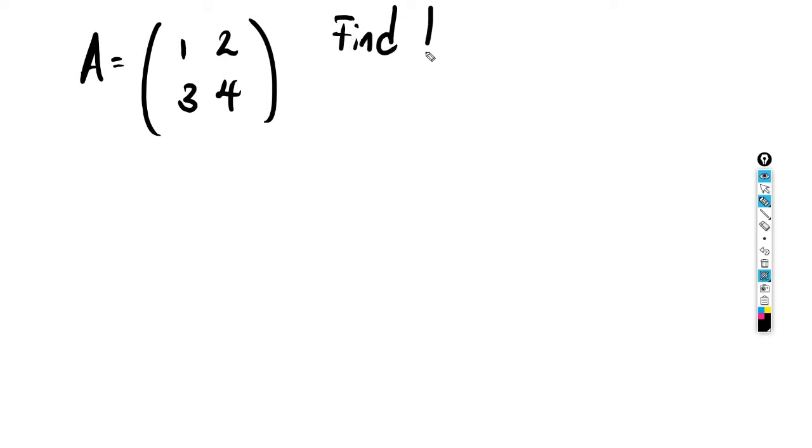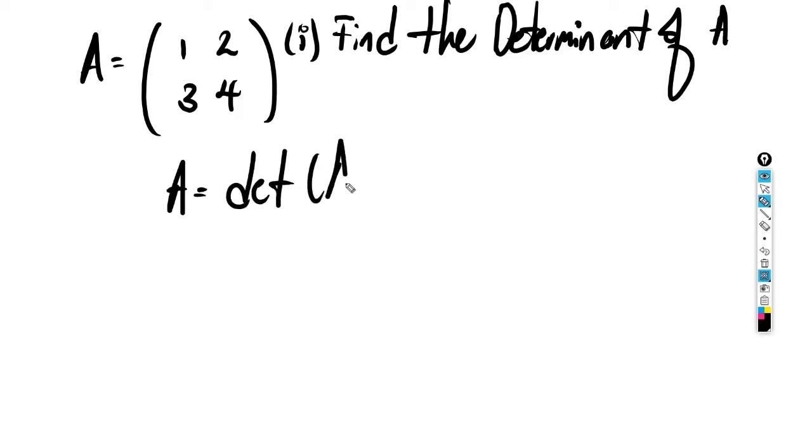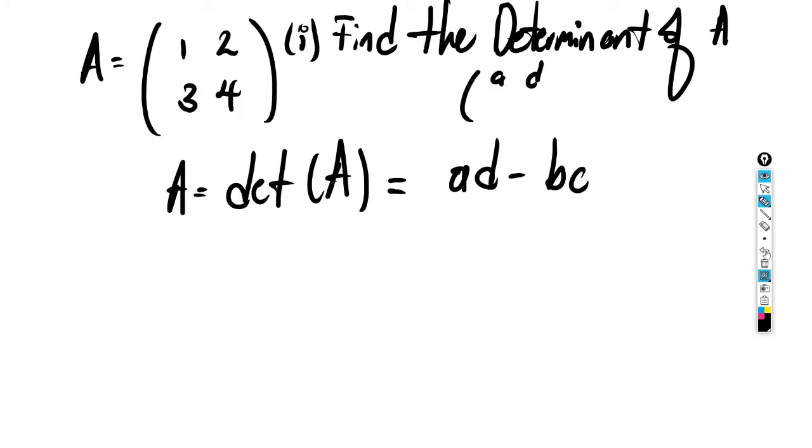the determinant of A. That's the question. Simple, easy question here. So I'm going to go based on the definition. We already know that the determinant of A is equal to AD minus BC, based on where A, B, C, and D were in the last example.